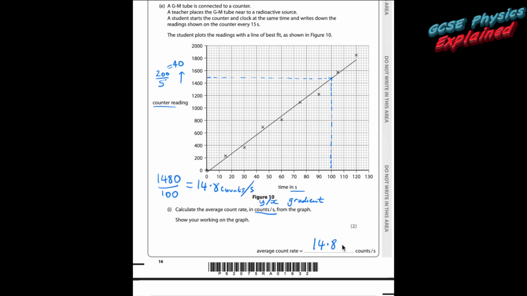Now you can pick any values you want. I could have picked this value here. That would have been 800 divided by, if that's 50 and that's 60, then that's 56, and that equals 14.3. So it's not too far away. They will accept values anywhere between 12 to 16.